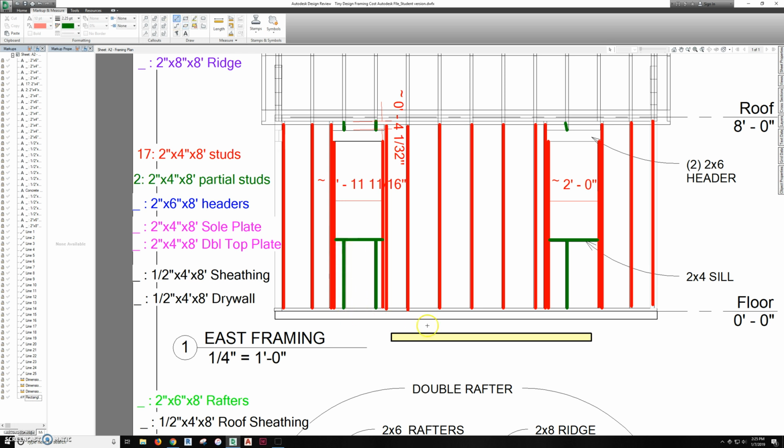So here's my 3-foot partial stud. I'd cut that about there, and then I have 5 feet left over. Here's my other 3-foot stud, cut it about there. So I have 3 feet, 6 feet, and I have a foot left, and those are my two 6-inches. And I cut it there.